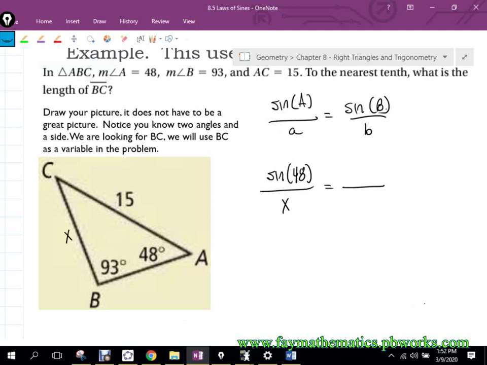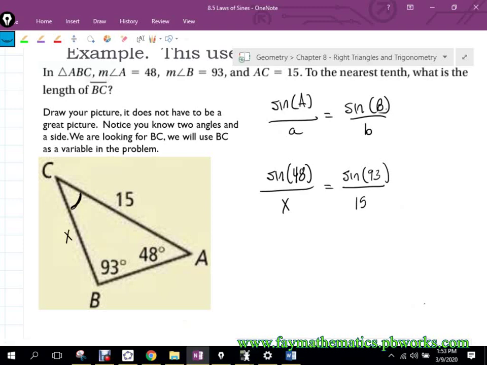Do I have a variable so far in my proportion? So the next ratio has to have numerical values in both spots. I'm going to put sine here, but what's in the parentheses has to be a number. What is the number that I get to use? 93. And then what will be the side that is opposite 93? 15. And the argument here is we should know what is that angle right there? What's 93 plus 48?